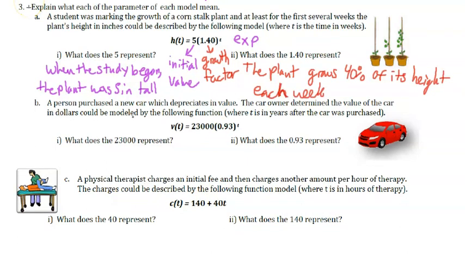B, a person purchased a new car which depreciates in value. The car owner determined the value of the car in dollars would be modeled by the following function, where t is in years after the car was purchased. This is also an exponential model. We have V of t equals 23,000 times 0.93 to the t power. What does the 23,000 represent? That was the price of the car.